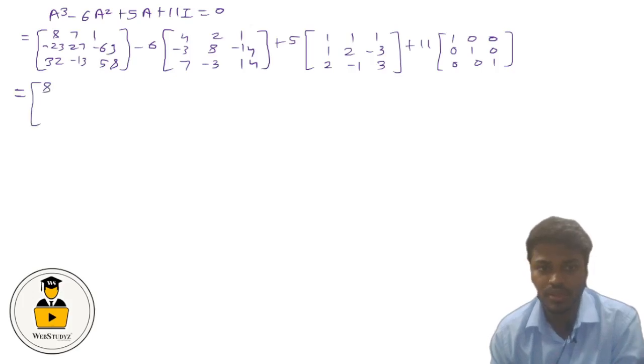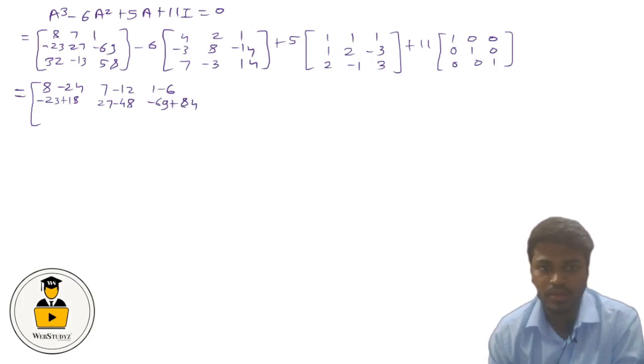So if we simplify, the first two terms give 8 minus 6 into 4, so it will be minus 24, then 7 minus 12, then 1 minus 6, 1 minus 6, then 20 minus 23 plus 18. Second term will be 27 minus 6 times 8, which is 48. Then 16 minus 69 plus 84.